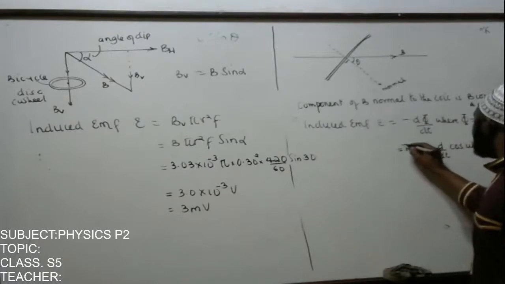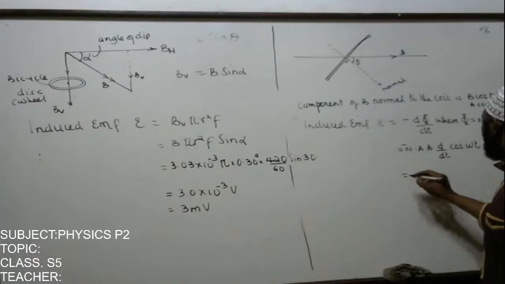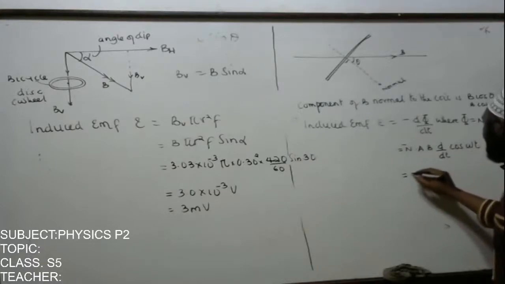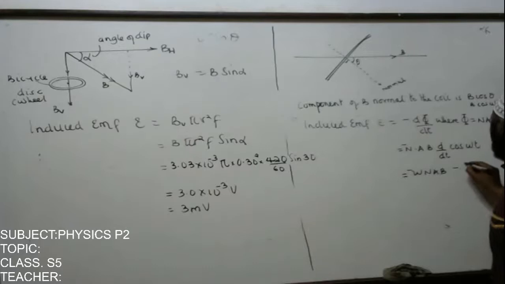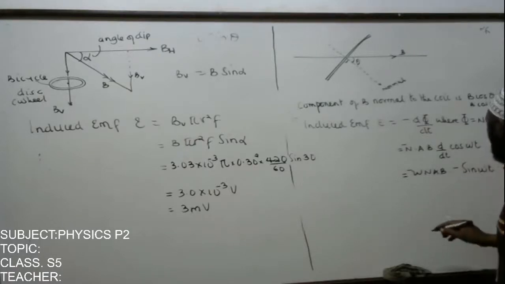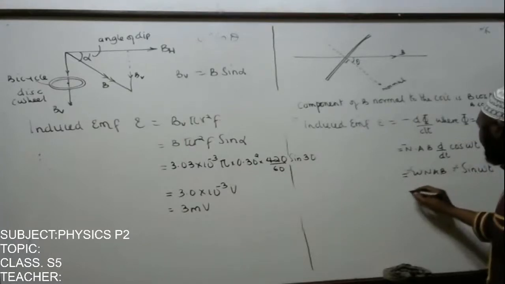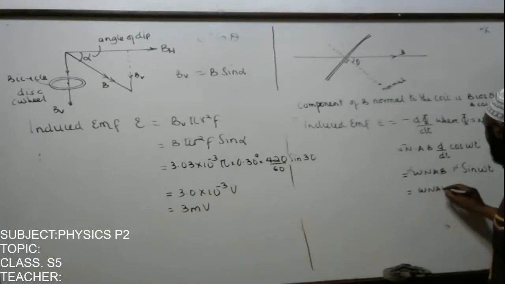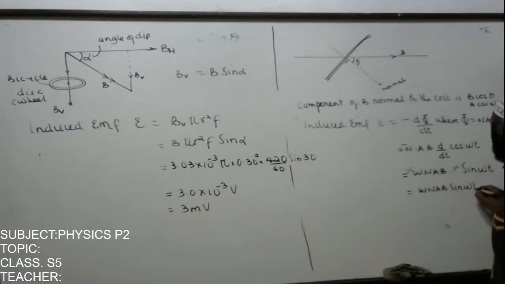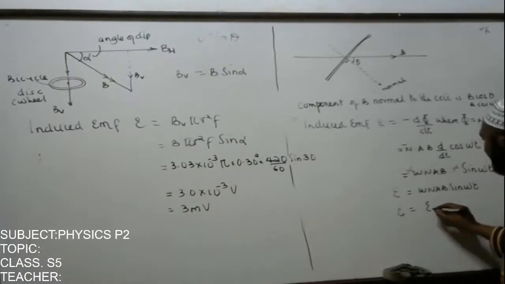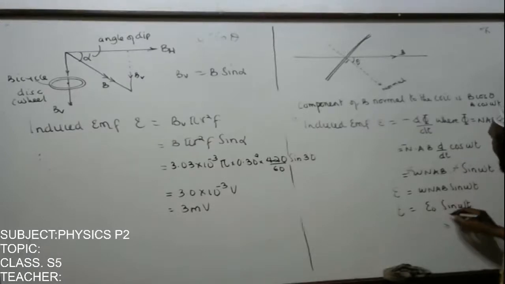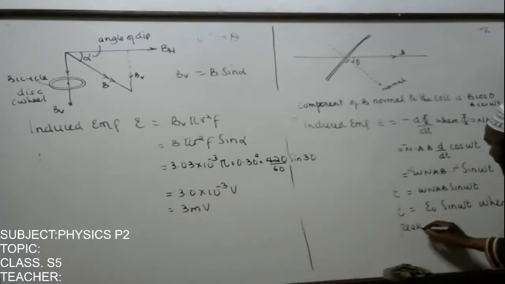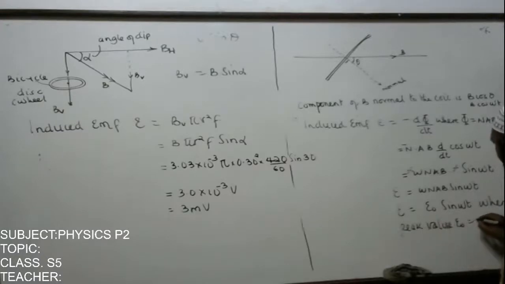So the negative is still existing for that one. So that one, we first differentiate the angle, so it becomes WNAB. Then we differentiate the cos, we get negative sine Wt. The negatives cancel, we end up having W now, sine Wt. Turns out to be the expression for the induced EMF, which is the same as E naught sine Wt, whereby the peak value, E naught, turns out to be WNAB.